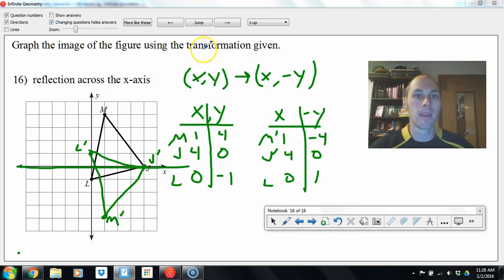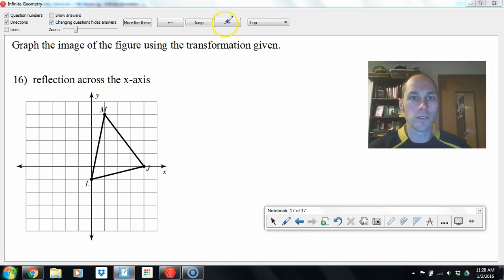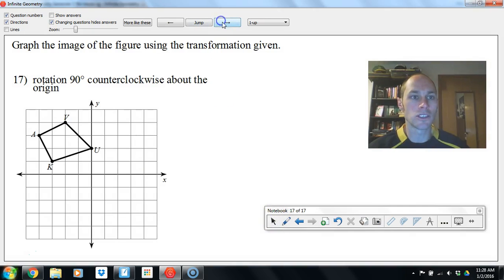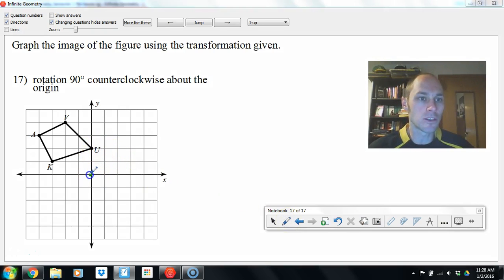Okay. Next, let's take a look at a rotation. Question 17. Rotate 90 degrees counterclockwise about the origin. So once again, if we know what's going on, a rotation about the origin counterclockwise means we're going opposite the way the clock turns. It's 90 degrees, so each point will move 90 degrees. So this is 2 units. Right angle, go right here, so U prime.